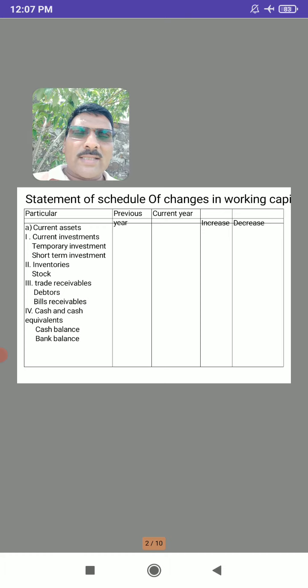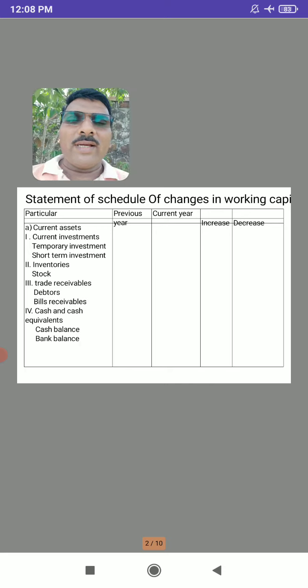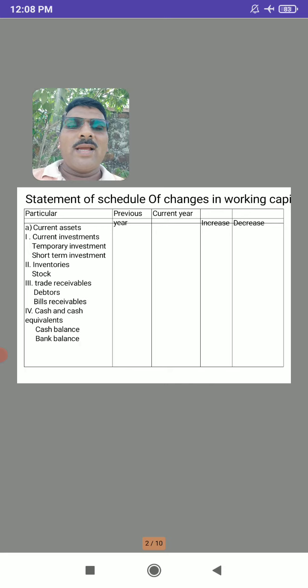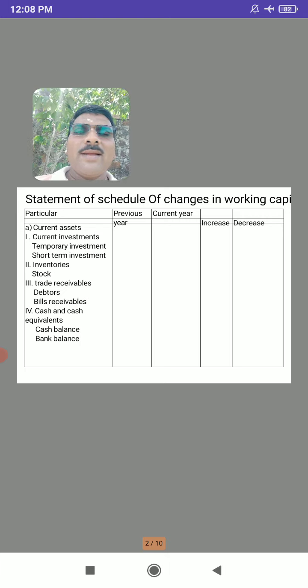If there is an increase, you record it in the increase column, and if there is any decrease in the value of investment, it is recorded in the decrease column. Like this, for every asset and for every liability we have to record. Next one is inventory, stock. We have to compare the stock of last year and this current year's stock. If there is an increase, write it in the increase column, and if it is a decrease, record it in the decrease column.